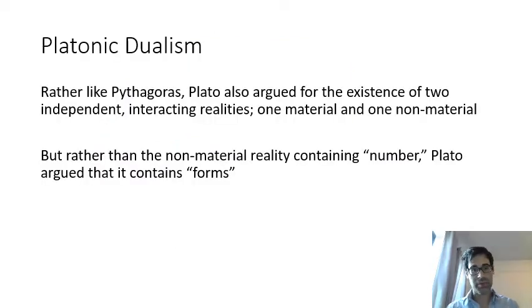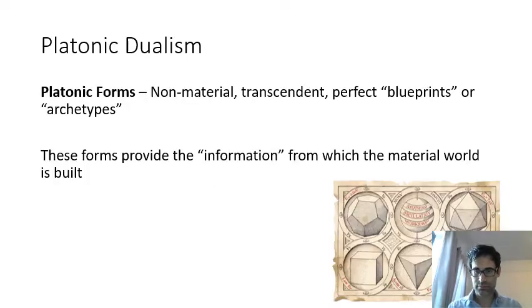Now, rather like Pythagoras, Plato also argued for the existence of 2 independent interacting realities, one material and one non-material. But rather than the non-material reality containing number, Plato argued that it contains forms. So what are forms? Well, here is our definition.